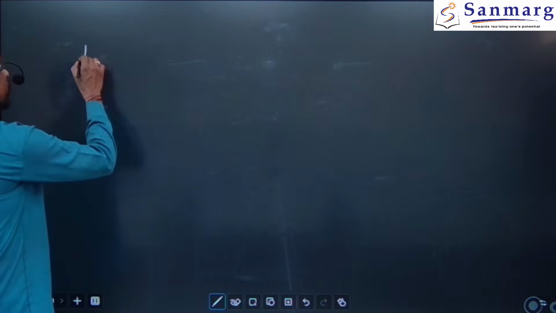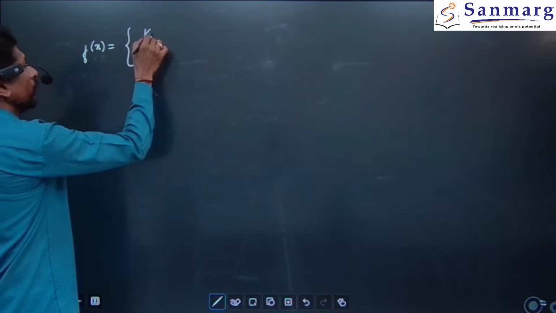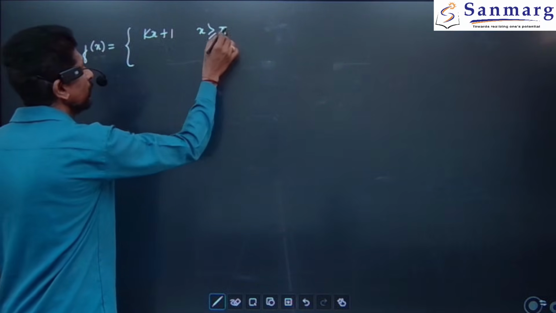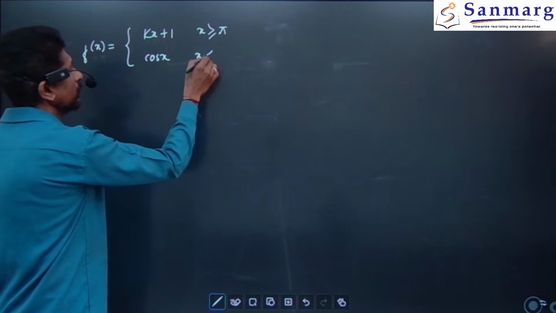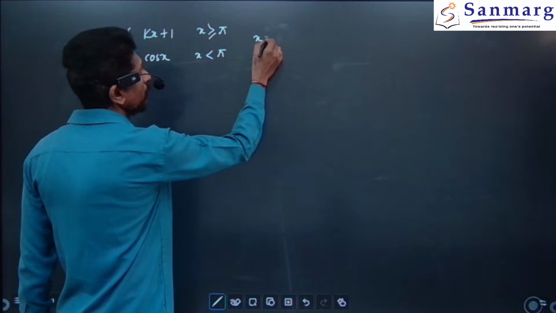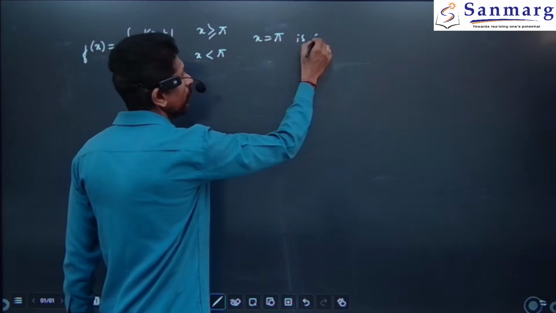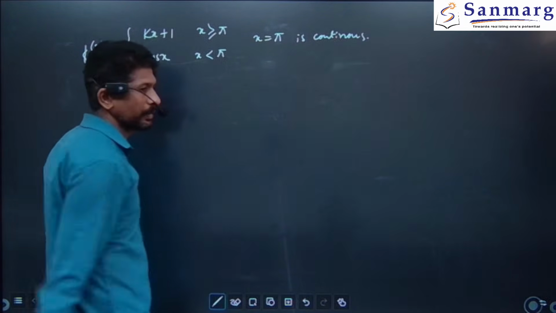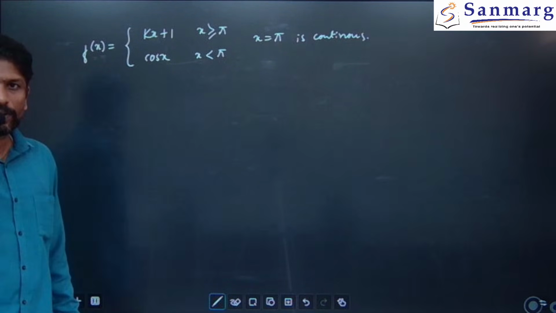The function they are given is kx plus 1 where x is greater than or equal to pi, and next one is cos x when x is less than or equal to pi, where for x equal to pi the function is continuous. When it is continuous, then only we can take the LHS equal to RHS. Then only that limit exists. If the limit exists, the function is called a continuous function.